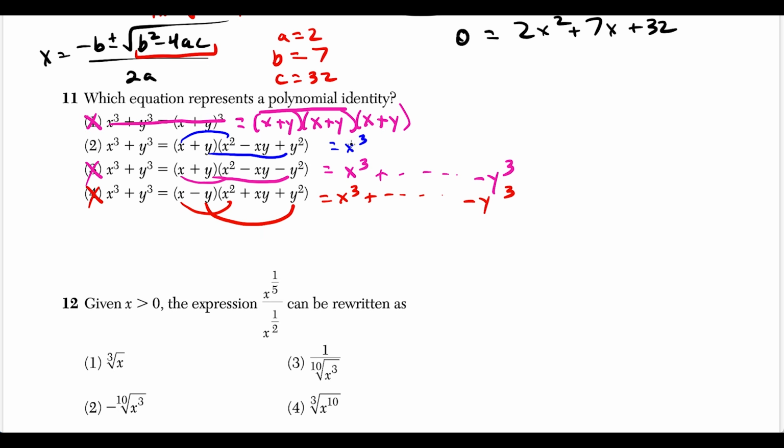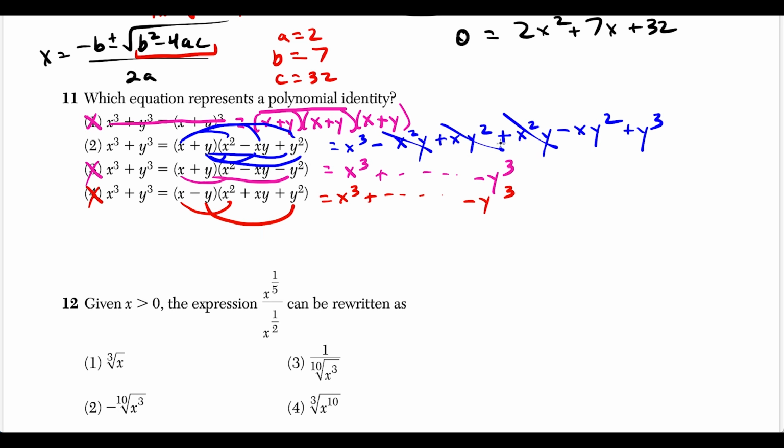So we have x times x squared is x to the third. We have x times minus xy is minus x squared y, and then we have x times y squared is plus xy squared, and then we have y times x squared is plus, I'll write it as x squared y, I'll put the x's first. y times minus xy is minus xy squared, and then y times y squared is plus y to the third, and check out what happens. Minus x squared y with plus x squared y, they cancel out. Xy squared cancels minus xy squared, and then we're just left with x to the third plus y to the third. So choice 2 is definitely our polynomial identity.